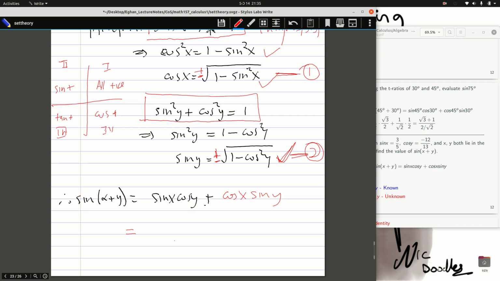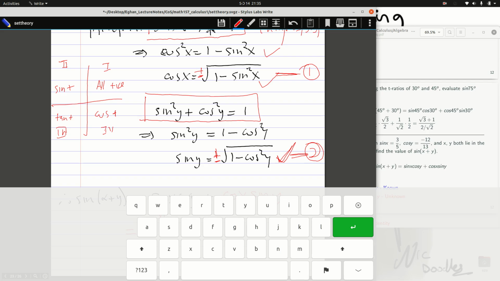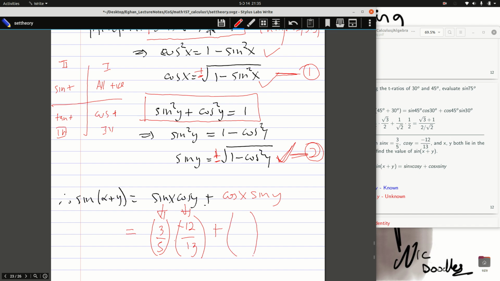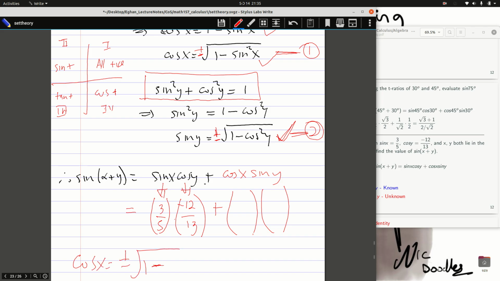So when I come back to my expression, I already know sine x. It was given in the problem as, let me look at my slide, 3 on 5. Oh, 3 on 5. My cos y was given as negative 12 on 13. Plus, what do I get for cos x? What do I get for sine y? From the identity, cos x equal to plus or minus square root of 1 minus.